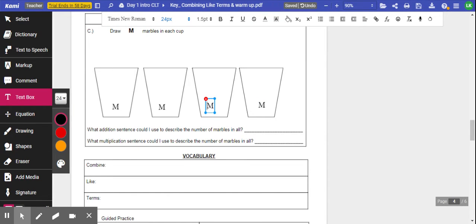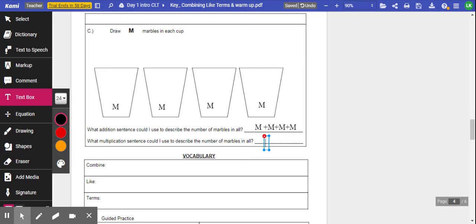All right. So now what addition sentence can I use? I can use M plus M plus M plus M, just like we did before. And now what multiplication sentence could I use?